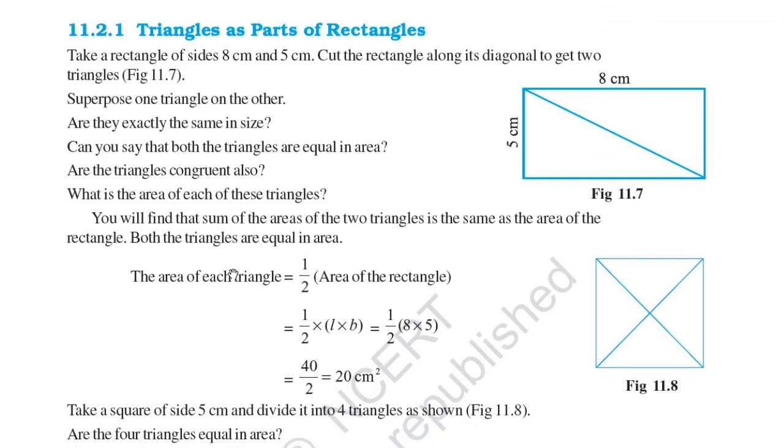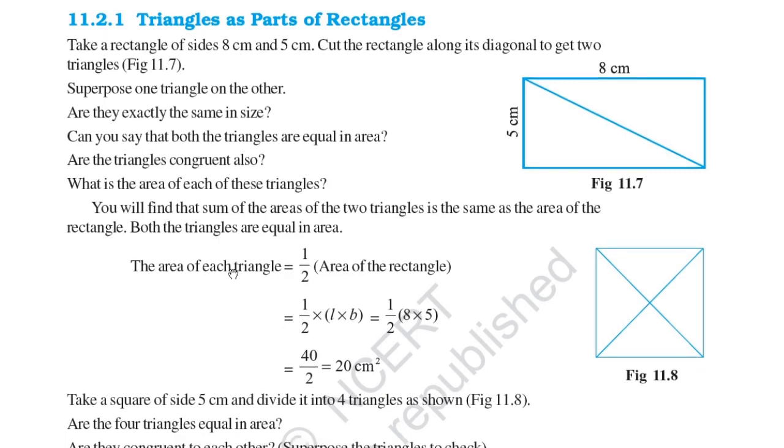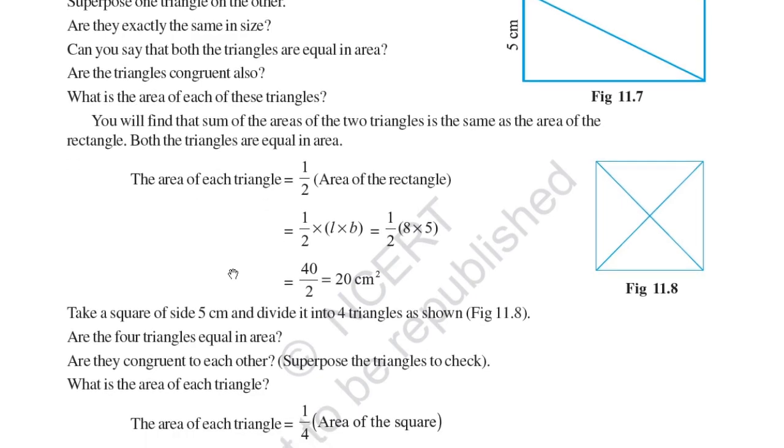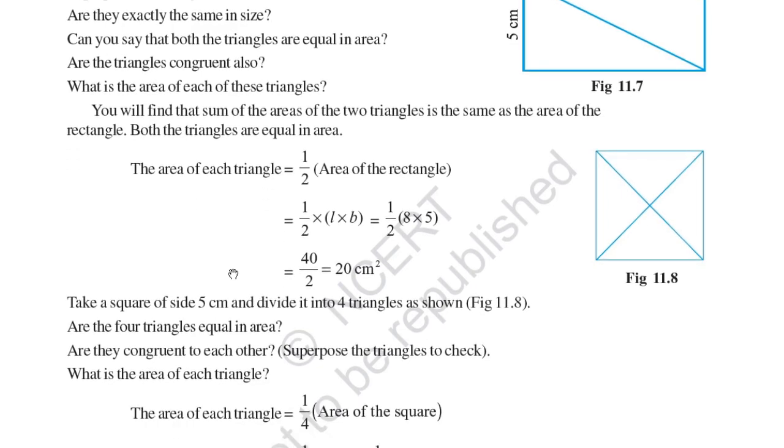So you will find the sum of the areas of the two triangles is the same as the area of the rectangle. Both of the triangles are equal in area. So the area of a triangle will become half into the area of the rectangle. So 1 by 2 into length into breadth is equal to 1 by 2 into 8 into 5, that gives 40 upon 2, which is 20 centimeter square.